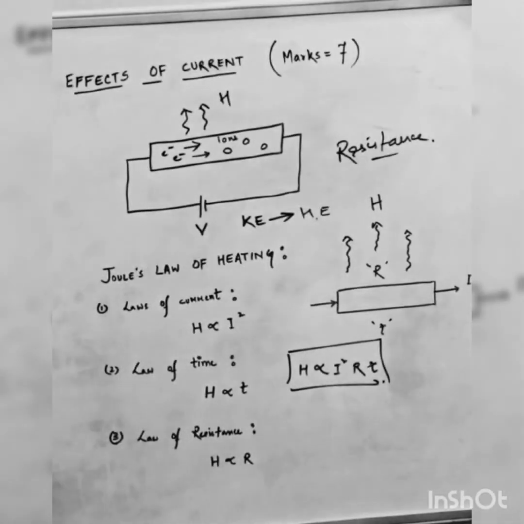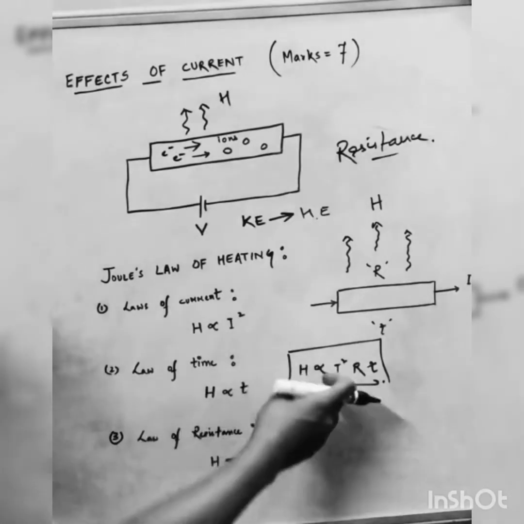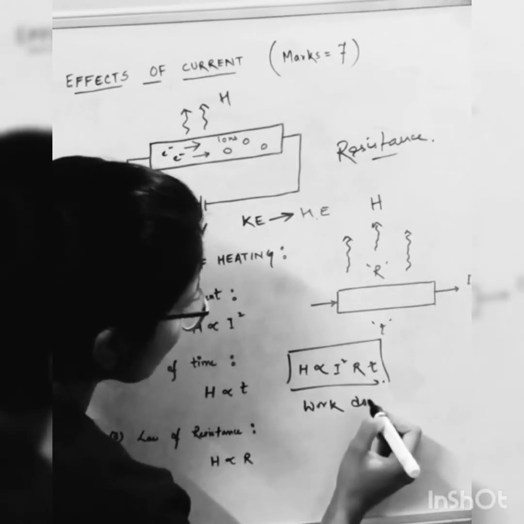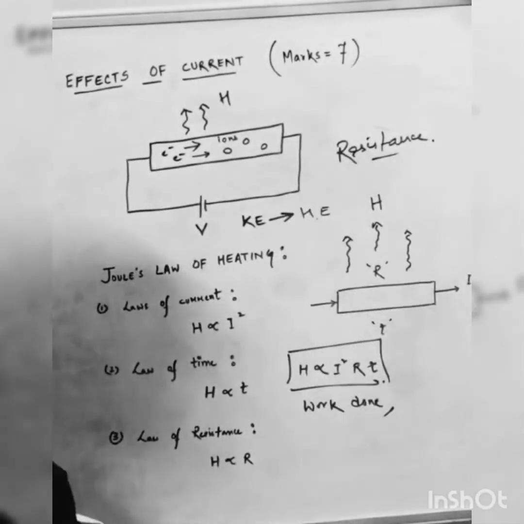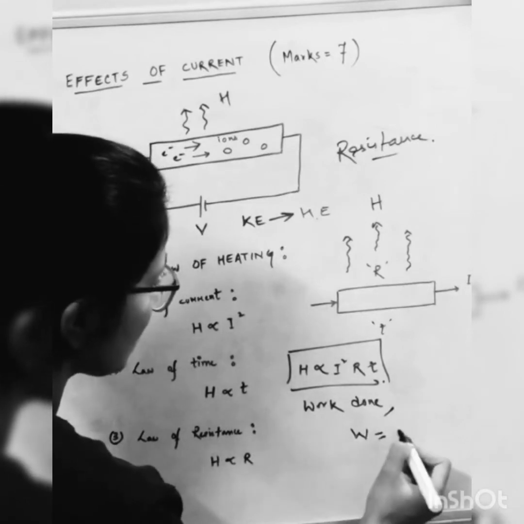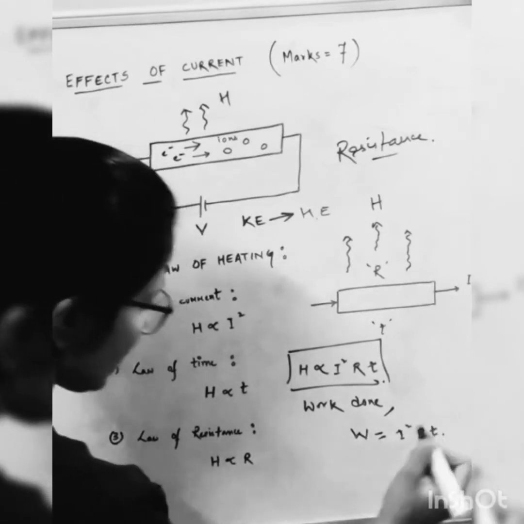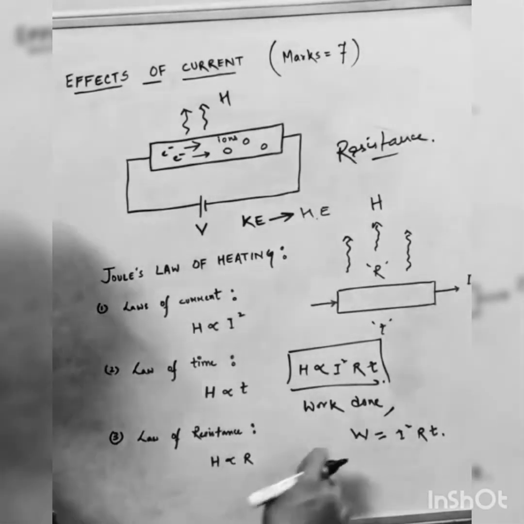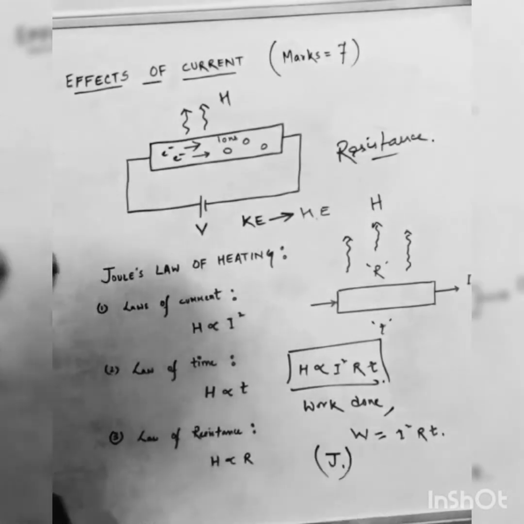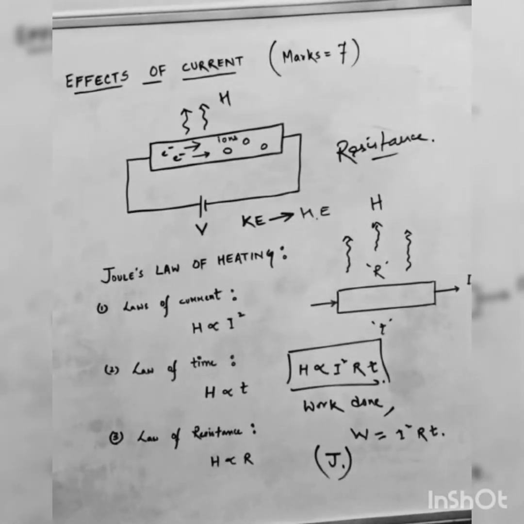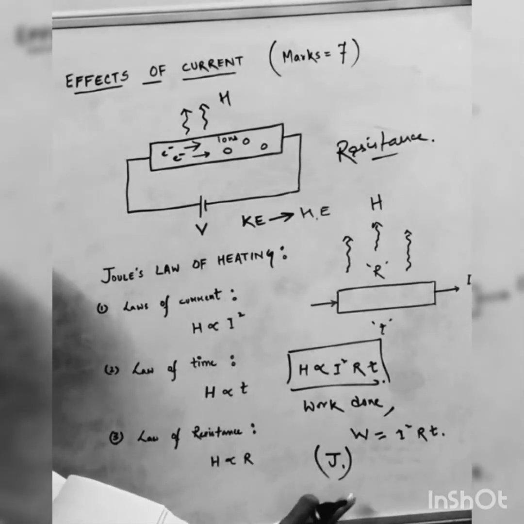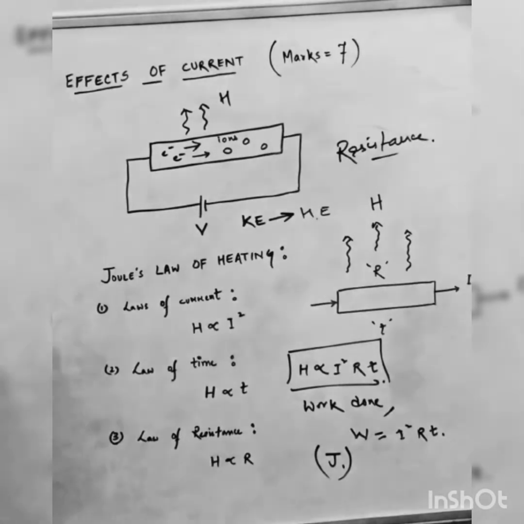This is the main equation, and H is also known as the heat generated in the process, which is nothing but the work done. So we can also write work done W is equal to I square RT. And when we replace this proportionality sign with the equal sign, there comes a constant, here J, which is known as Joule's mechanical equivalent of heat. The value of J is 4.2 joule per calorie.